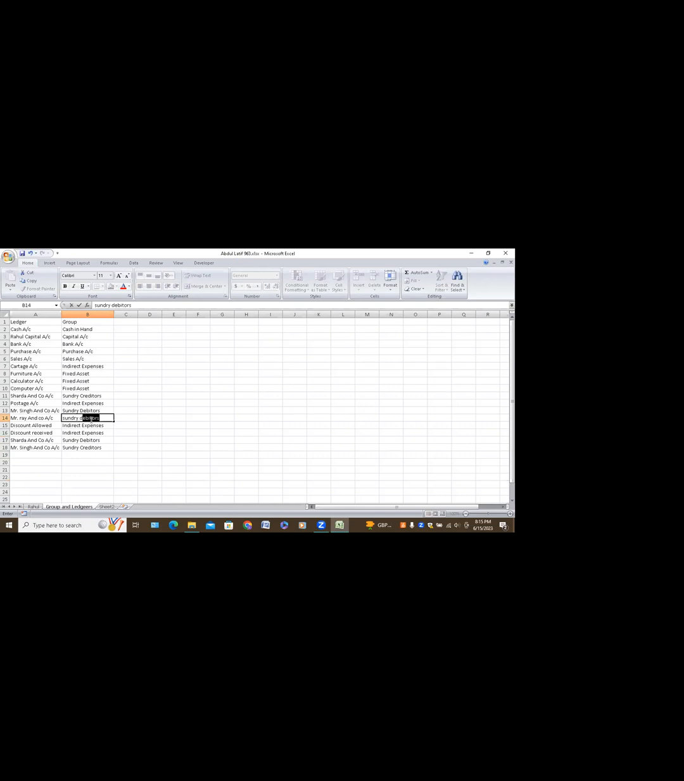Save this workbook. Tomorrow we are doing practicals. Electricity and drawings, write them down. Electricity. Taskin Pasha, you tell me, electricity comes under which group?